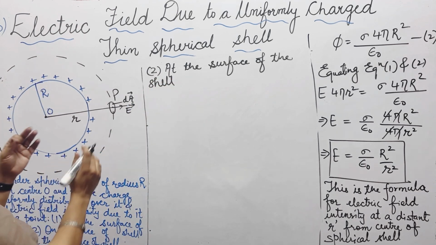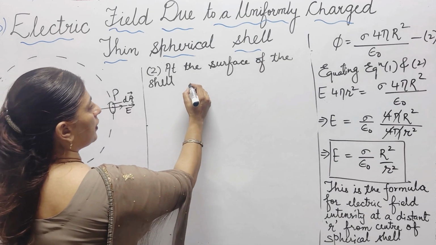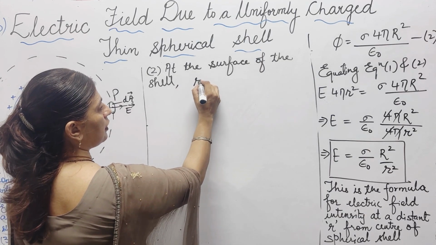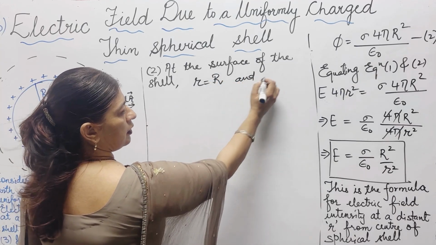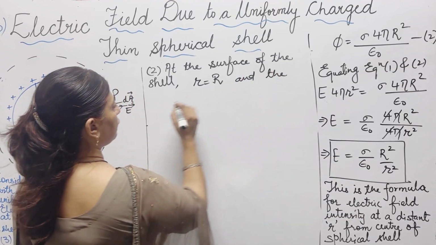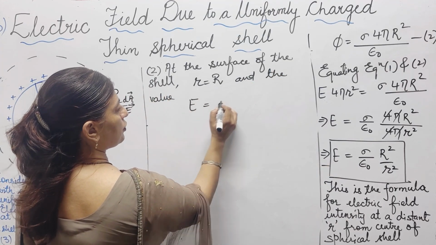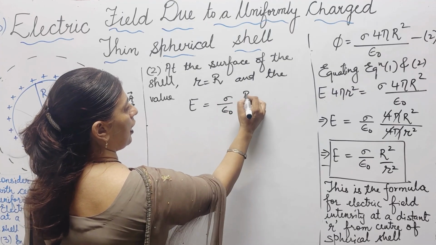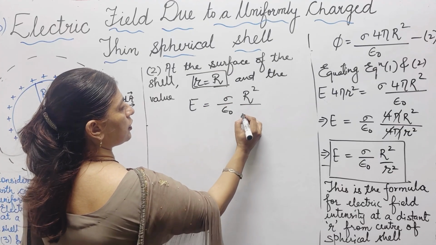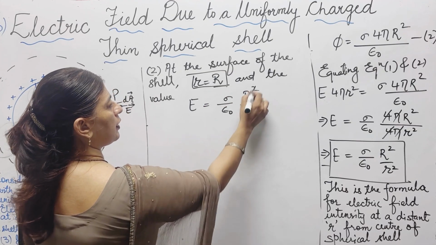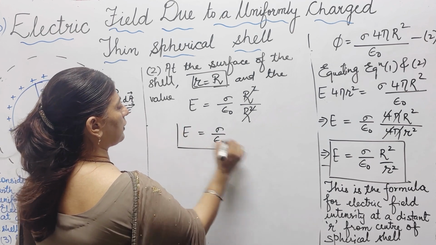In that case, this point P will be lying on this point here only. So at the surface of the shell, r reduces to capital R, and in this formula, E is equal to sigma R squared over epsilon naught r squared, since r becomes equal to R at the surface, so it will also be R squared over R squared, and electric field intensity is equal to sigma by epsilon naught.